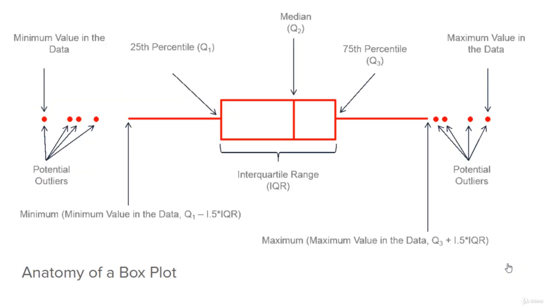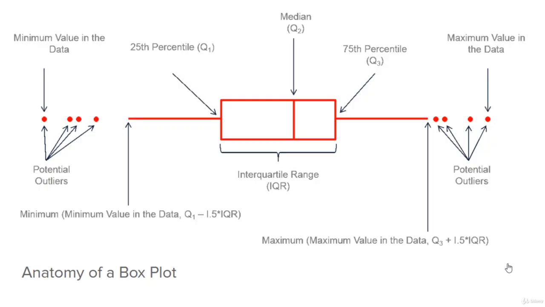So the box plot looks like this. The median is represented by the line in this rectangular shaped box. The line is not exactly in the middle, but the line separating the big rectangular box into smaller boxes is the median. The 75th percentile is on the right hand side and the 25th percentile is on the left hand side. And the range between the 25th and the 75th percentile is called the interquartile range.